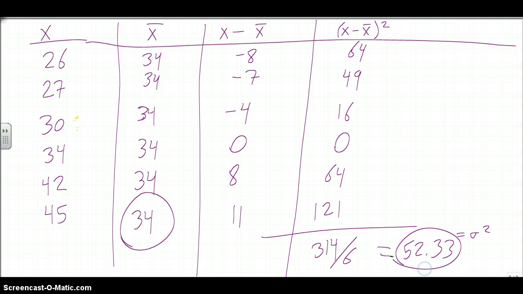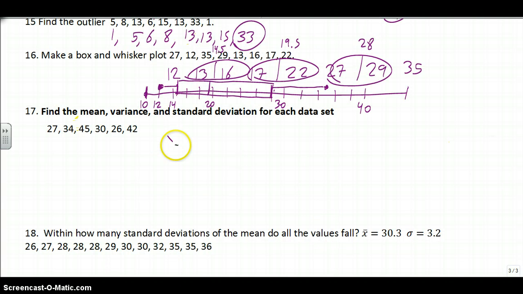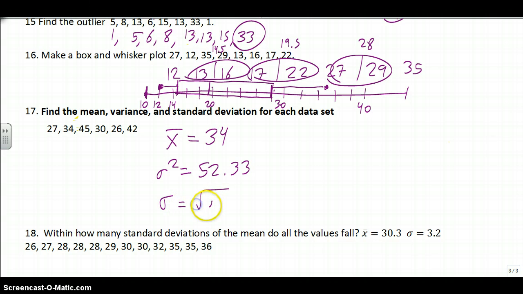We have the variance. Now we just need, maybe I should write it on the actual worksheet. Now you just need standard deviation. Well, standard deviation is the square root of the variance. So you take the square root of 52.33, and you should get 7.23. And there's your answers. Okay.